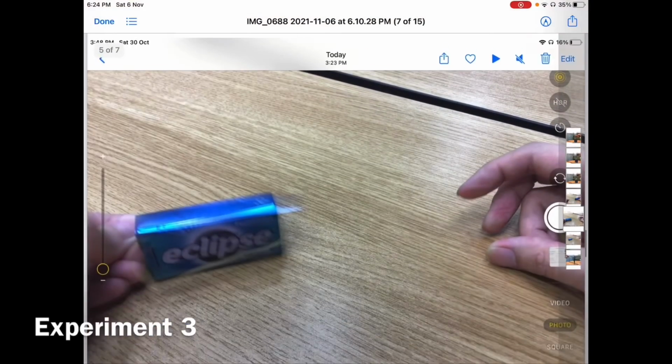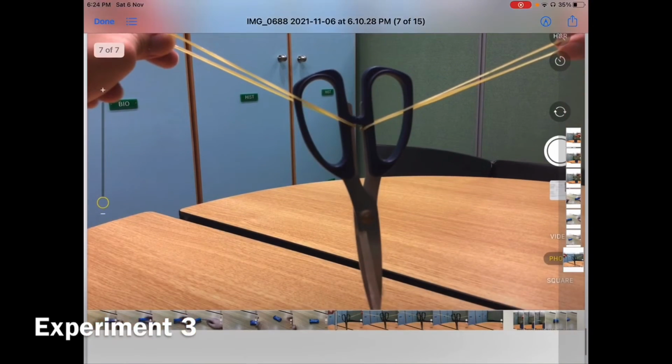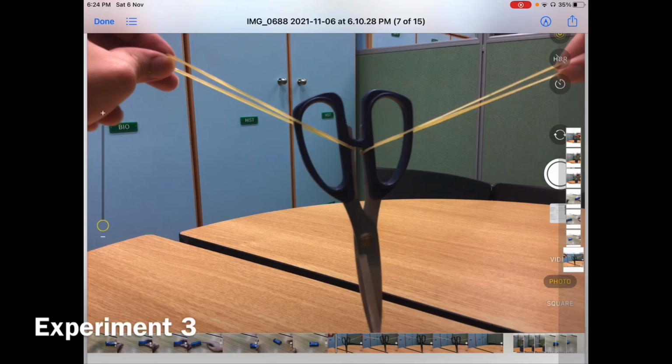And then thirdly, you can use two rubber bands with a random object, and then you try to lift it up by these two rubber bands. And what I want you to observe is the angle of the two rubber bands. Can you make these two rubber bands horizontal?